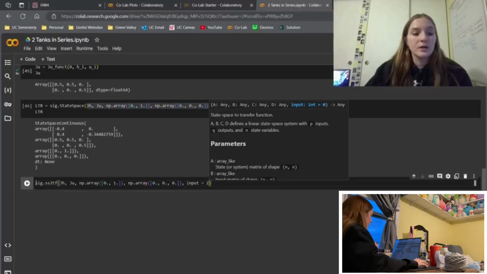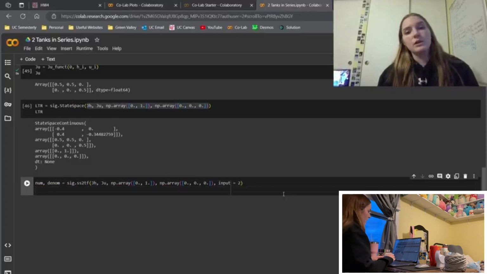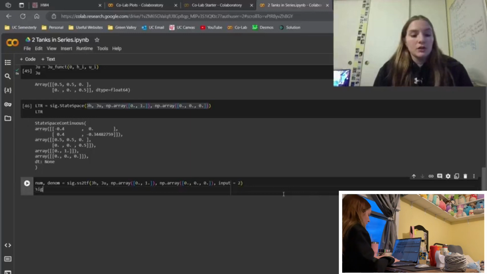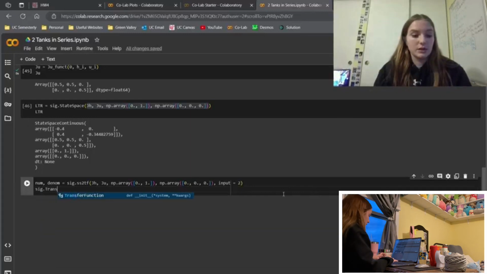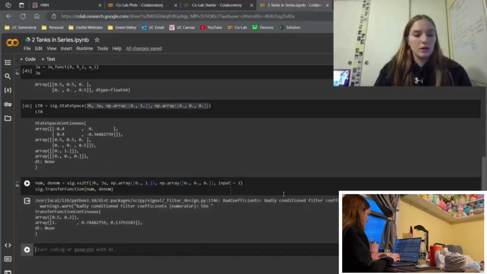So now we are going to set this equal to our numerator and our denominator, so we can pull these values. And then we are going to use sig.TransferFunction to turn this into a transfer function. So we're going to do sig.TransferFunction of our numerator and our denominator.